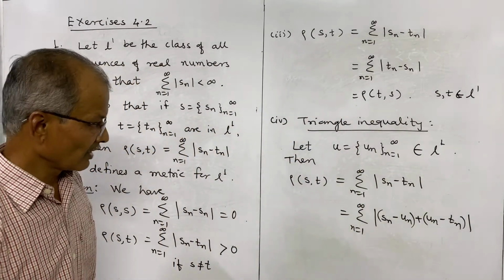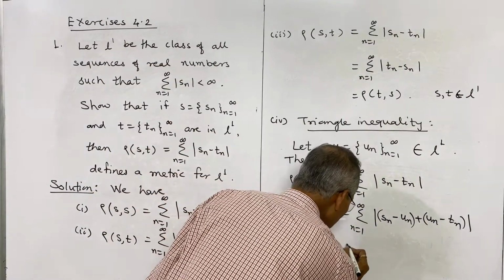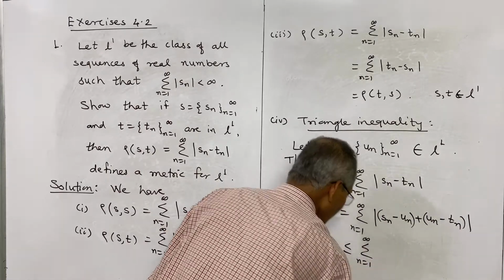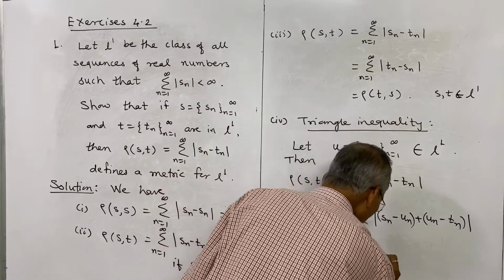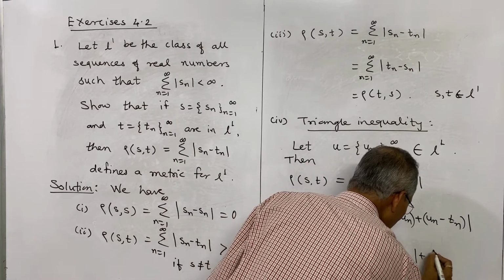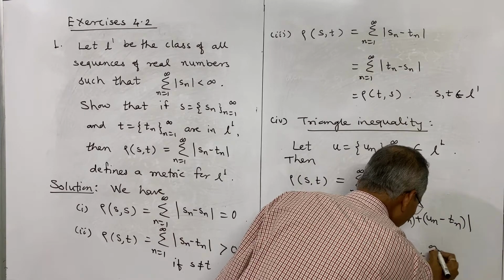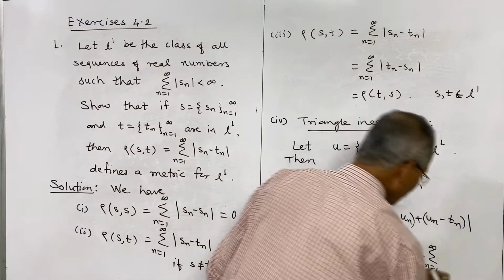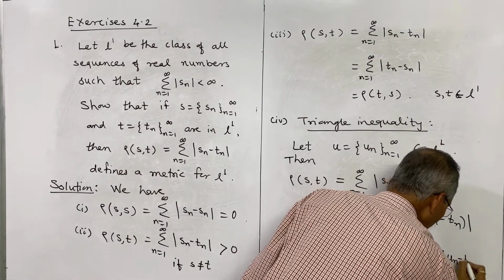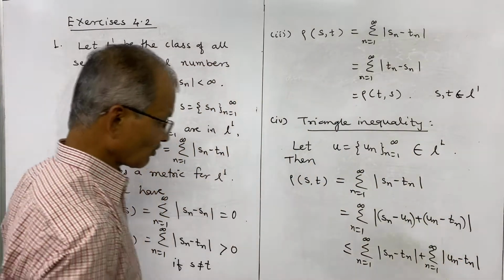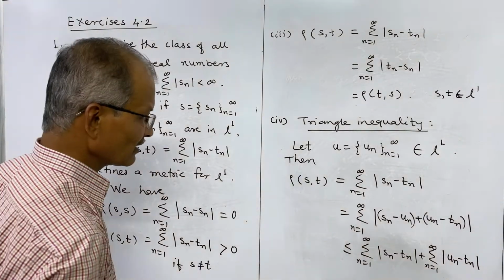inside the absolute value. And further, by the property of the absolute value function, this is less than or equal to the summation of the absolute value of Sn minus Un plus the summation of the absolute value of Un minus Tn. We are separating these terms, and the first is exactly rho of S and U, and the second is rho of U and T.